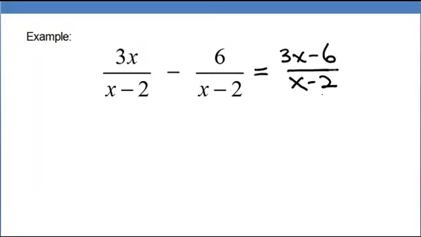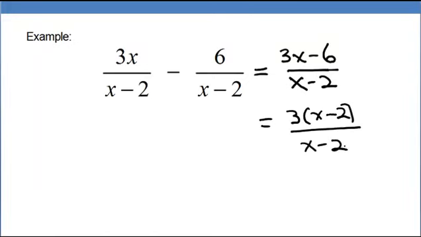Right, and this one, because we can factor the numerator, we might be able to reduce. So you would always try to factor. We can take out a GCF. Take out the 3. It leaves x minus 2 over x minus 2. And you are going to be able to reduce. You can divide out the x minus 2. And it leaves us 3.